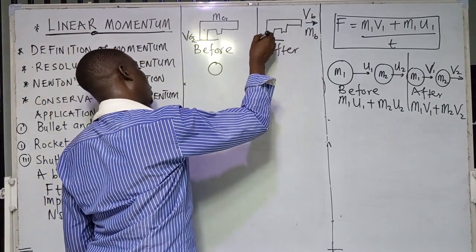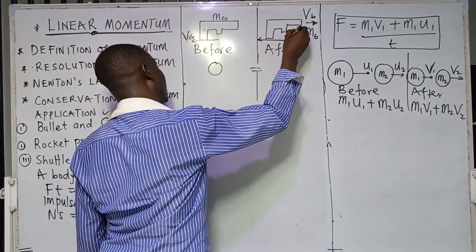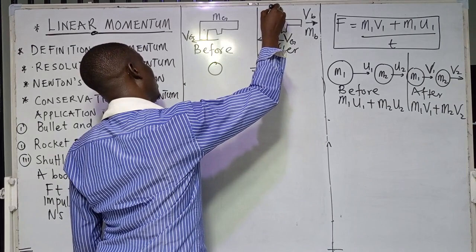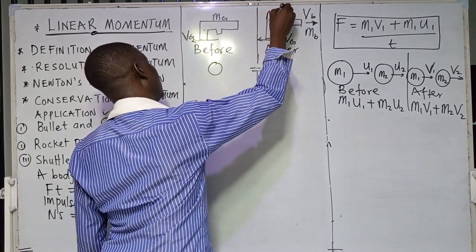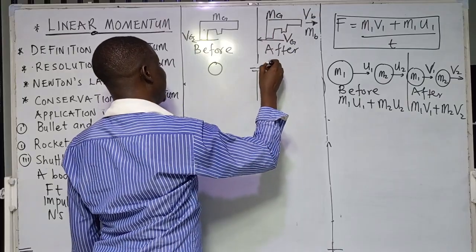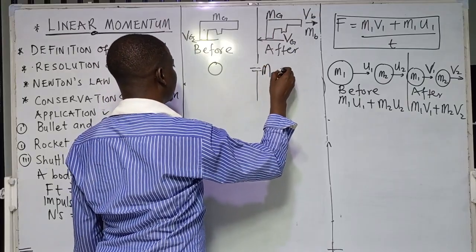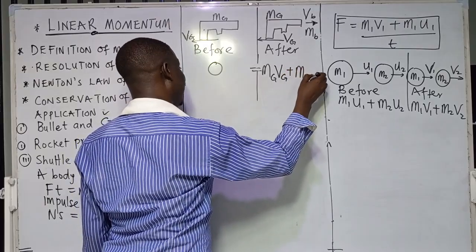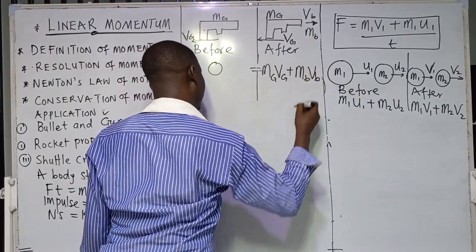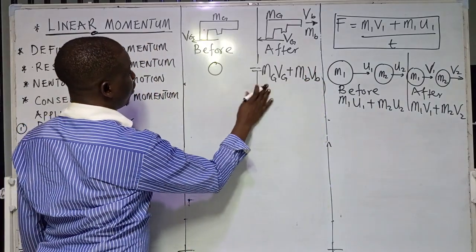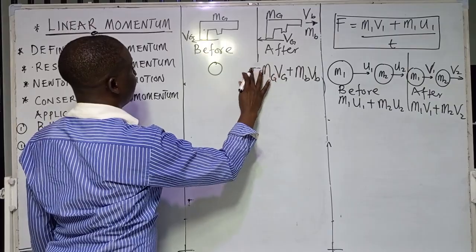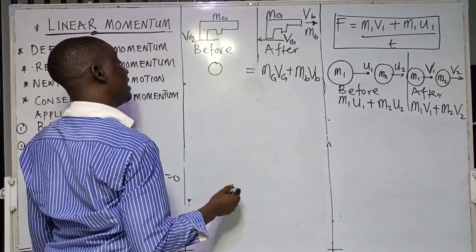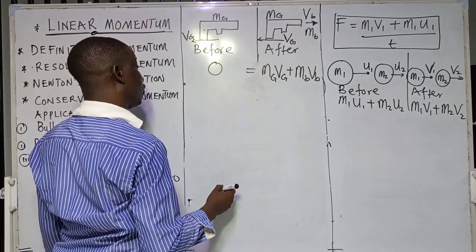Then there will be a recoil velocity of the gun in this direction. Then the mass of the gun will be this. So the momentum will now be mass of gun times velocity of the gun plus mass of bullet times velocity of the bullet. Now, if you equate the two of them, this is what we want to have. Then let us make velocity of gun the subject of formula.